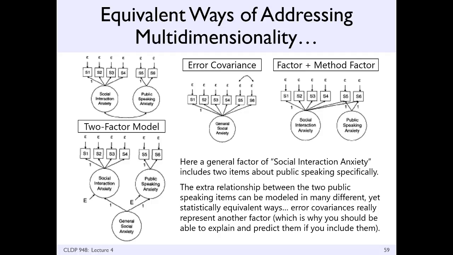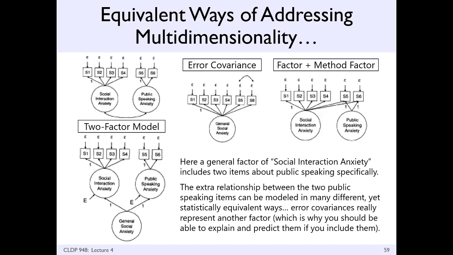So when would you do this? Well, think about the other constructs that are going to go in your model. Are you interested in seeing if public speaking anxiety predicts whatever uniquely in addition to social interaction anxiety? Maybe. You could be interested in that. So you need to operationalize that extra relationship as a factor so that that factor can then go predict other stuff or be predicted by other stuff.